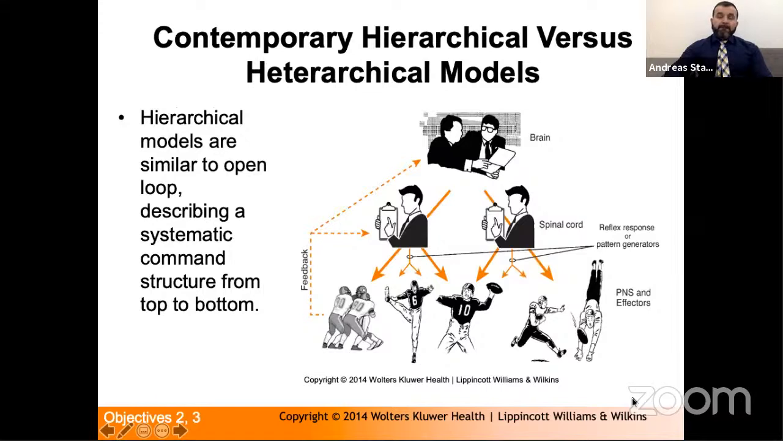Let's see how we can view the models differently, such as hierarchical versus heterarchical. In hierarchical models, you have the brain all the way up, which gives information to subordinates and then to more subordinates. So we have a top-down approach, and there's minimal feedback going on there. The owners of the team give specific instructions to the coaches of the team, and the coaches give specific instructions to the players. There you go. That's it.